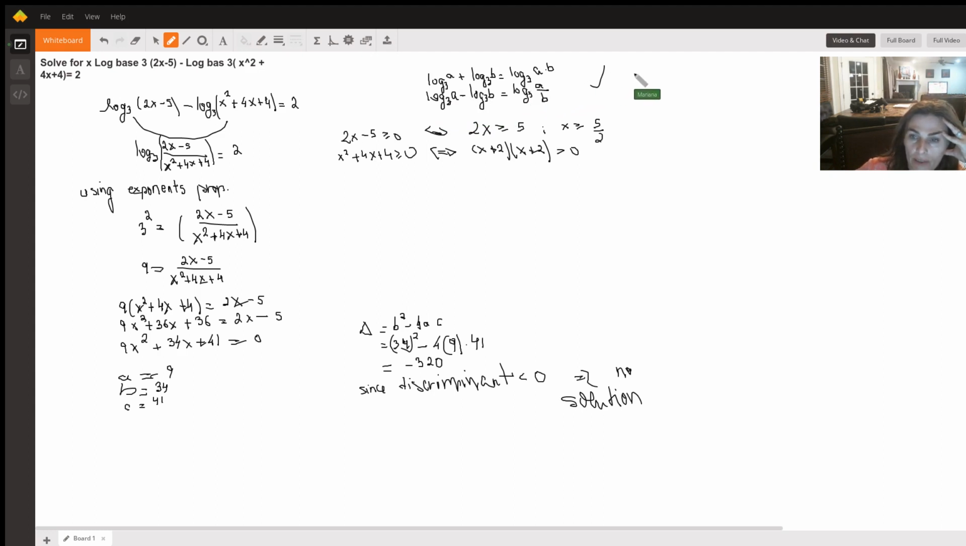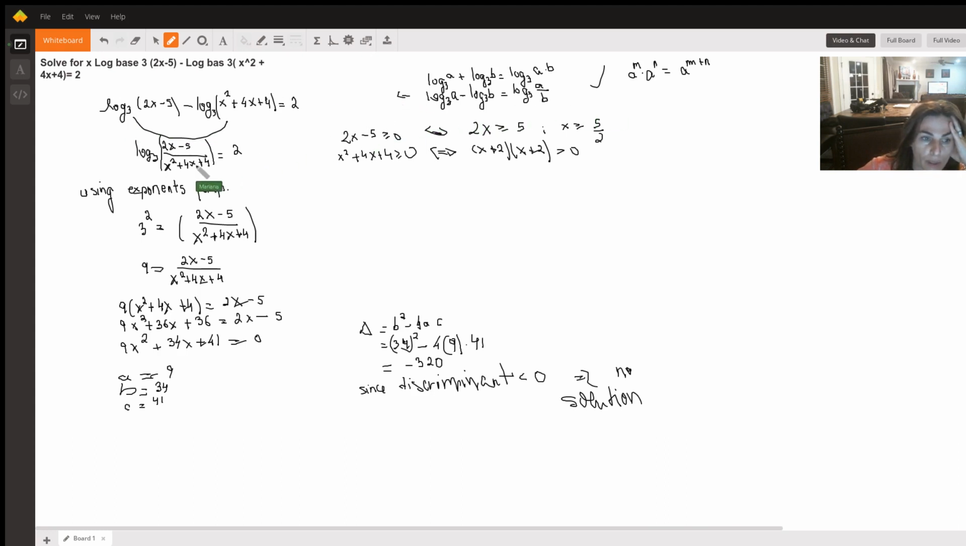Remember, when you have exponents like A to the power of M times A to the power of N, you're actually adding the exponents. With the log, you're going the opposite, because the log function is the inverse function of the exponents. So we've noticed here that we have the difference of two logs, therefore we're going to use this property.